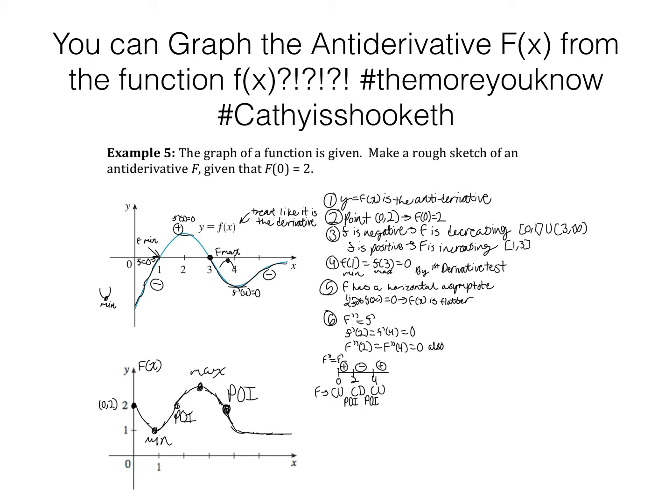And F double prime equals f prime, and f prime of 4 equals 0, and then F double prime of 2 equals F double prime of 4, which equals 0. Then we test for which sign each point of inflection is, and we use all of that information to graph the antiderivative of f of x.